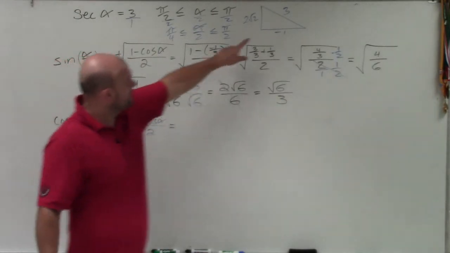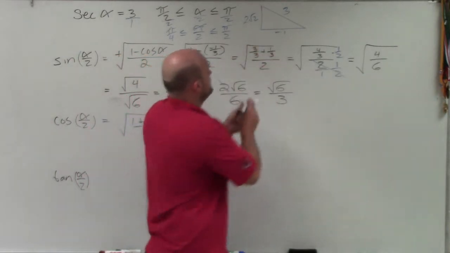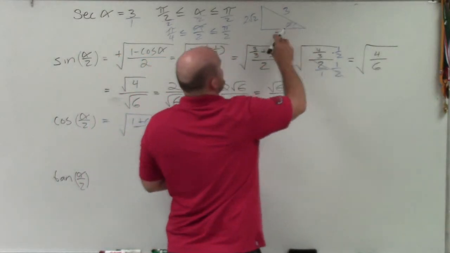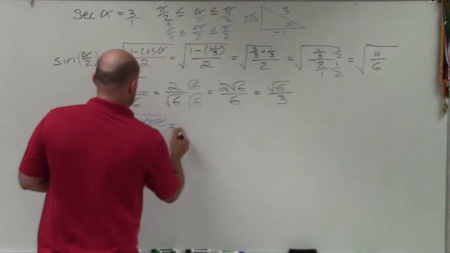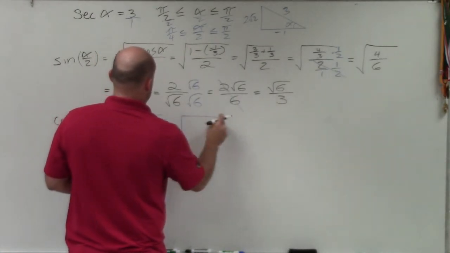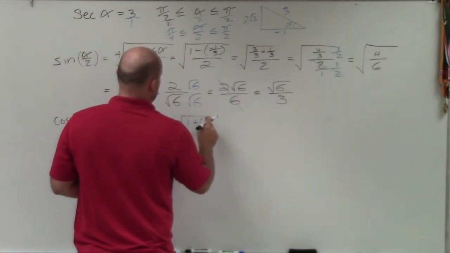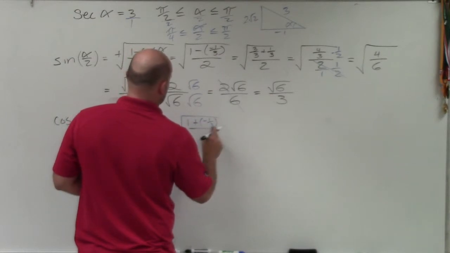Then again, we know cosine of alpha, which is negative 1, I should write that in there, is negative 1 over 3. So I do 1 plus negative 1 over 3, divided by 2.